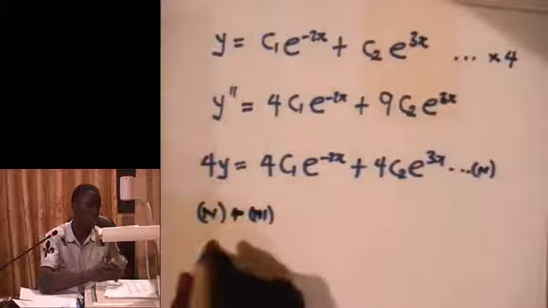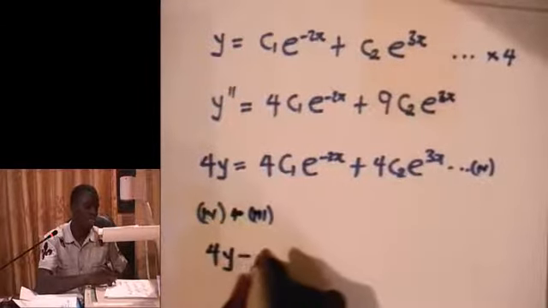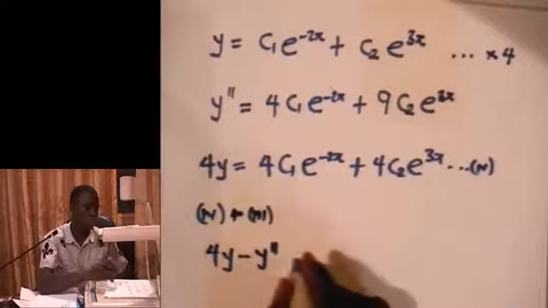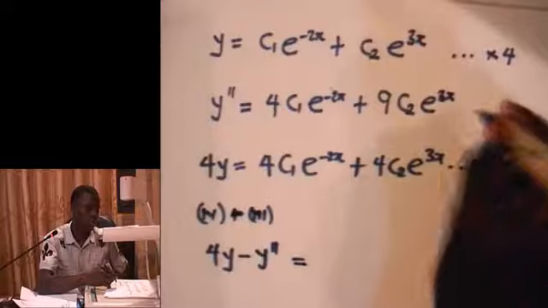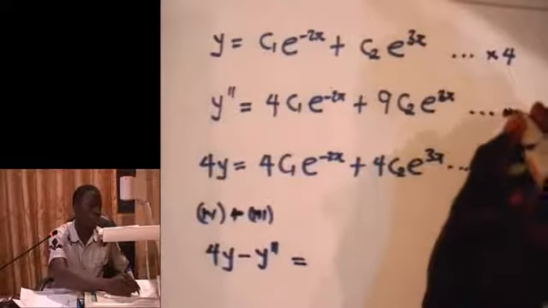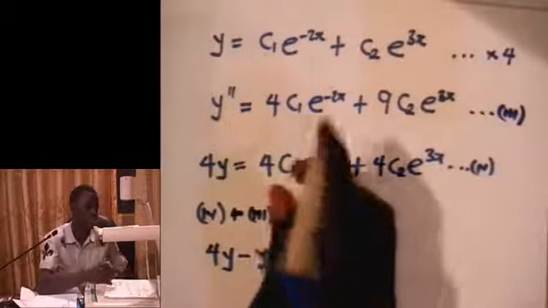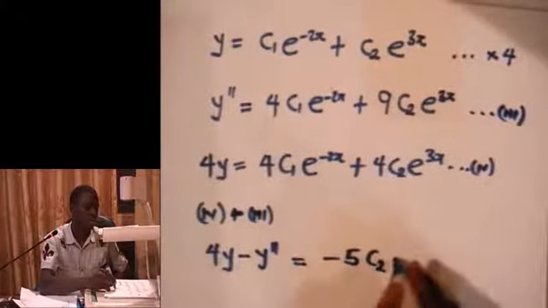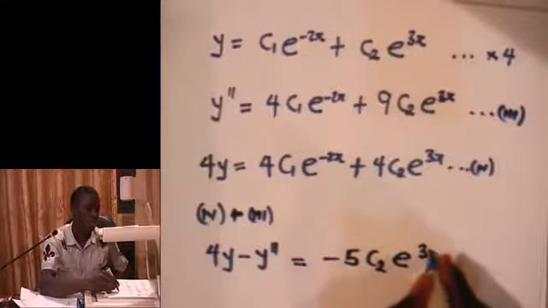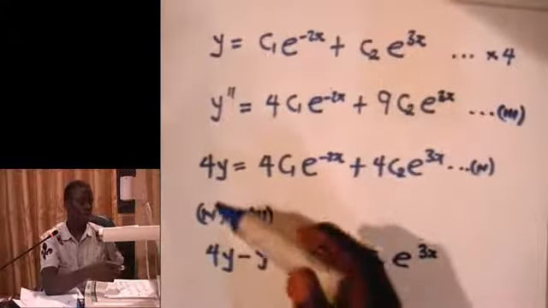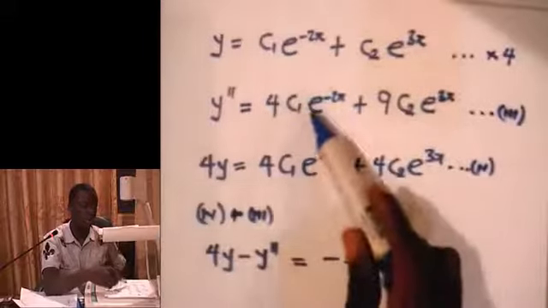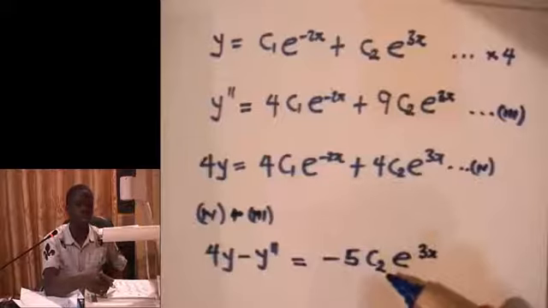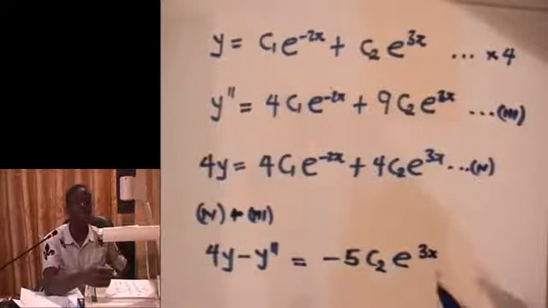So we have 4y minus y double prime equals, this is equation 3, minus 5 c2 e raised to power 3x. Don't forget equation 4 minus 3: this minus this cancels out, then this minus this gives us this. Okay, let's make c2 the subject.